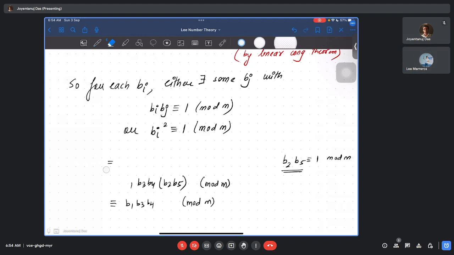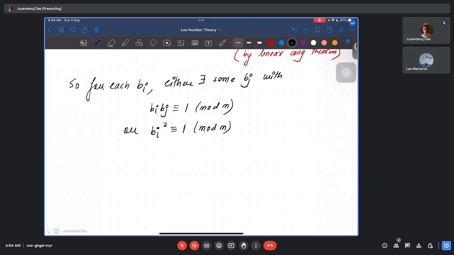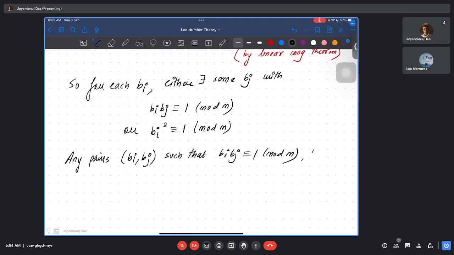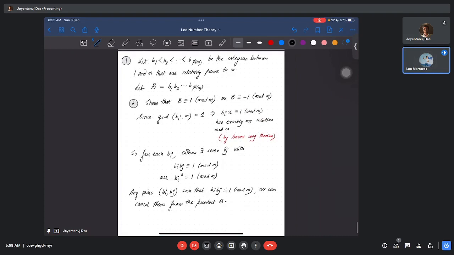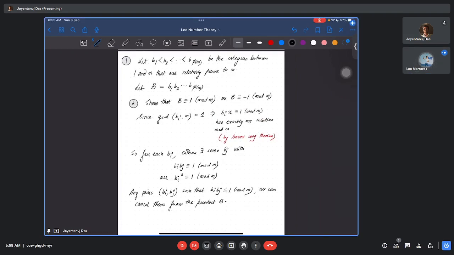So any pairs b_i, b_j such that the product b_i b_j is 1 mod m, we can cancel them from the product B. Up to this is fine, right? Then we have to see what happens to the second class of integers, where b_i squared is equal to 1. We have to now take care only of those.